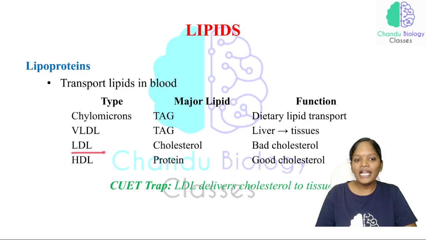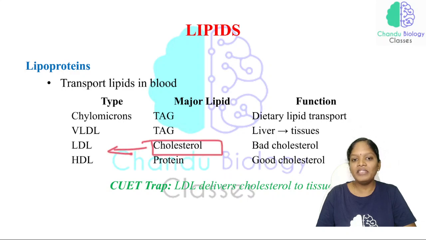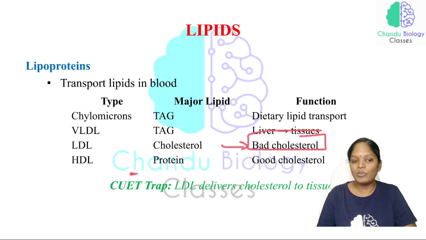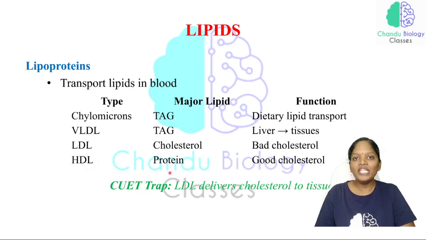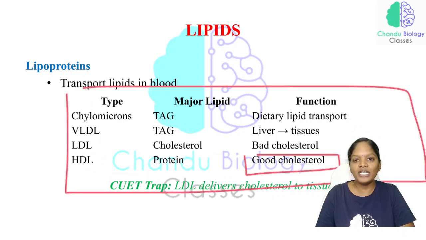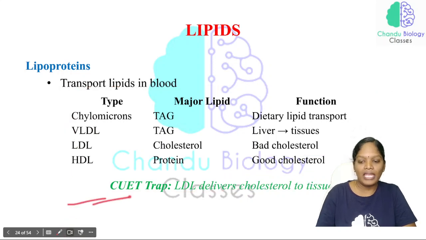Now LDL, low density lipoprotein. This is the one where the major lipid will be cholesterol. So this cholesterol is said to be the bad cholesterol. So this is very important. Now just see here, HDL, high density lipoprotein. This high density lipoprotein majorly contains protein. And this protein-associated lipid, we are calling the good cholesterol. So this is a very important table. This can be expected in the exam.